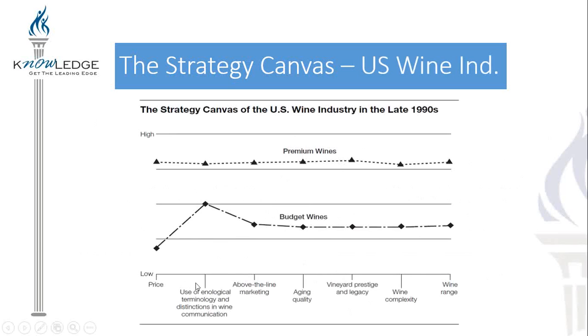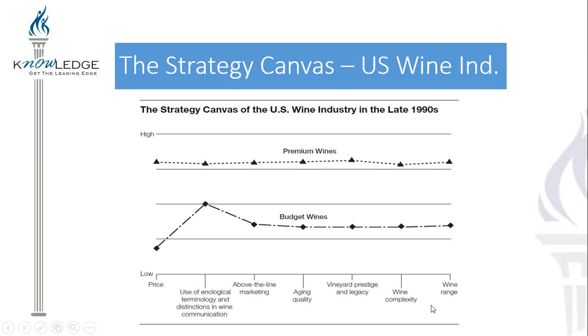If you see the horizontal line below, which we call the x-axis, you will see that I have identified several factors around which this strategy canvas has been laid out. One is price, the other is the use of analogical terminology and distinctions in wine communication. Then we have above the line marketing; the companies are spending huge dollars to market their products. Wine is defined by its aging quality. And then the most important factor, that wines are referred to as prestigious, is their vineyard legacies.